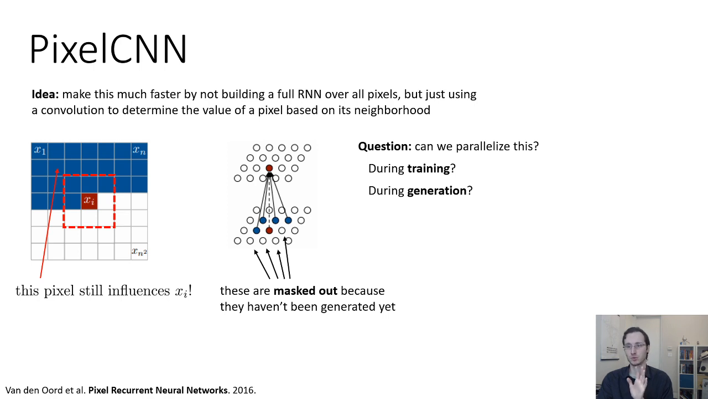In reality, the receptive field for a pixel CNN at every point is not just a little 3x3 neighborhood. It might be even as big as the whole image, but even if it isn't, the pixels outside of that receptive field still affect the value of xi because they affect other nearby pixels, which themselves determine the value of xi. So even though this seems like a somewhat restrictive architecture, it's actually quite powerful, and it is much, much faster during training.